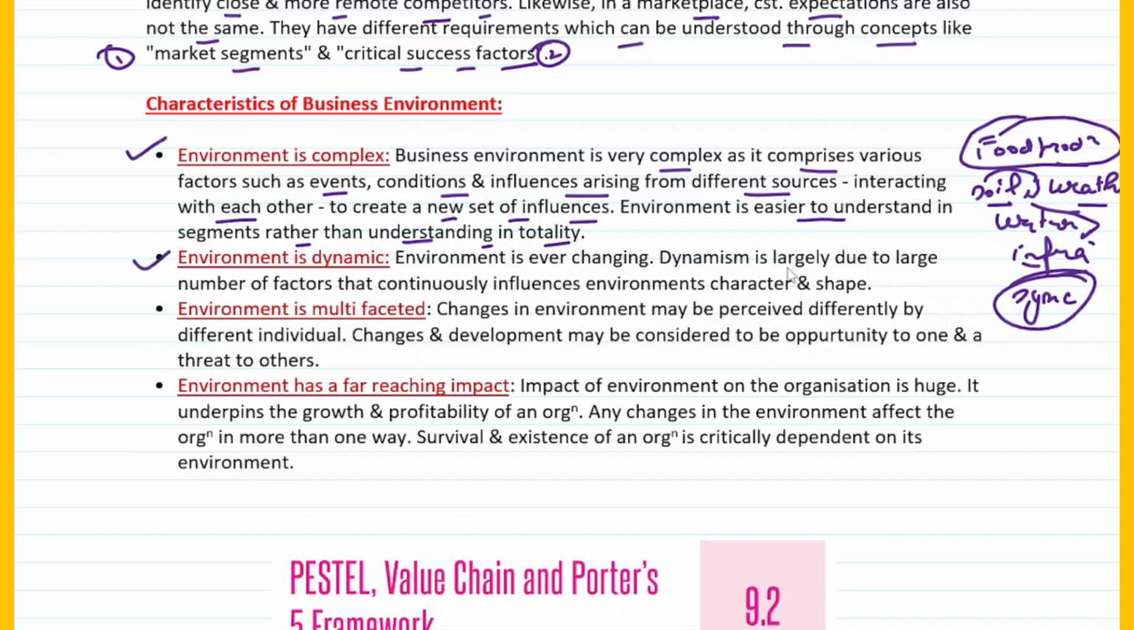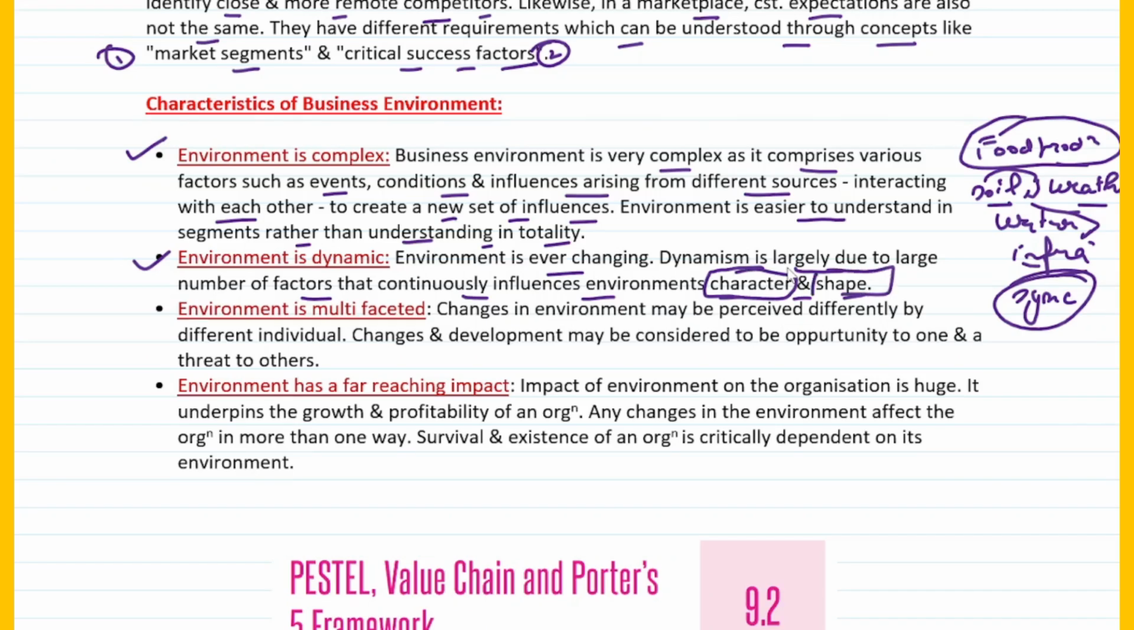Then the second one is environment is dynamic. Dynamic means what? Something which is ever changing, which keeps on changing constantly. That is being dynamic. So environment is ever changing. That is very true. Dynamism is largely due to a large number of factors that continuously influence environmental character and shape. So dynamism is something which is changing forever. There is a constant change when we talk about an environment, right? So dynamism is basically largely due to a large number of factors that continuously influence the environment's character and shape. So two things that are constantly changing in the environment are the character and the shape, right?